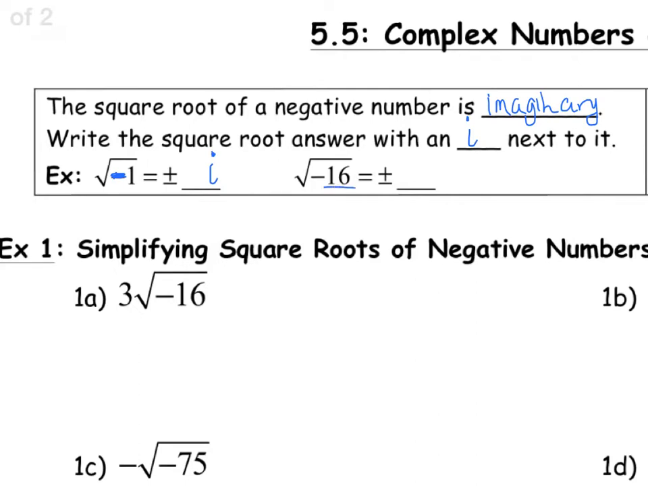The square root of 16 is plus or minus 4, and then since we have the negative underneath, we put an i next to it.